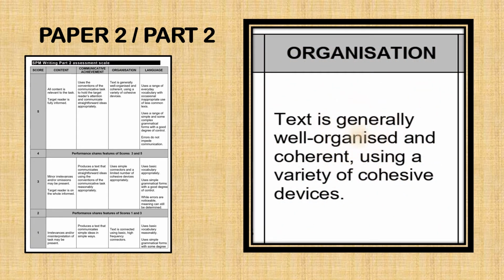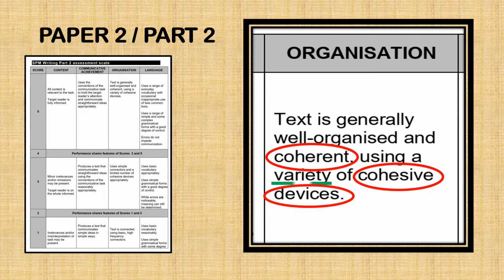Still paper 2, but this time it's part 2. Now this is the marking scheme for part 2. We are going to focus again on organization. Let's read together. Text is generally well organized and coherent using a variety of cohesive devices. Can you see the word variety? Just now, appropriately only limited. This one, variety. Where does it come from? It comes from organization. And how many marks does it carry? Again, 5 marks. All right, let's carry on.